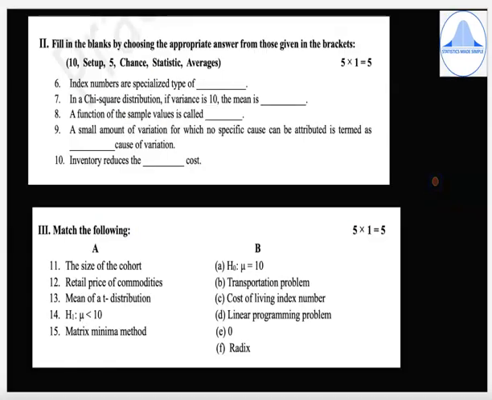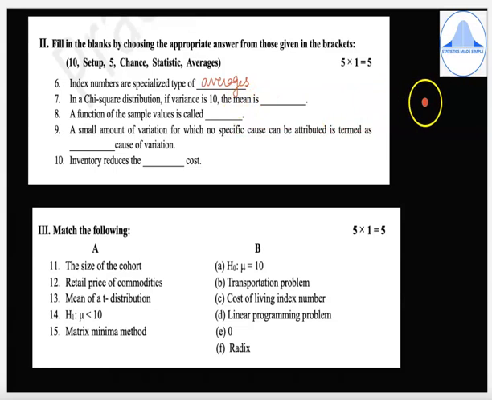Second main: fill in the blanks by choosing the appropriate answer from those given in the brackets. The choices are 10, setup, 5, chance, static, and average. 5 into 1 is equal to 5. Sixth one: index numbers are specialized type of averages.